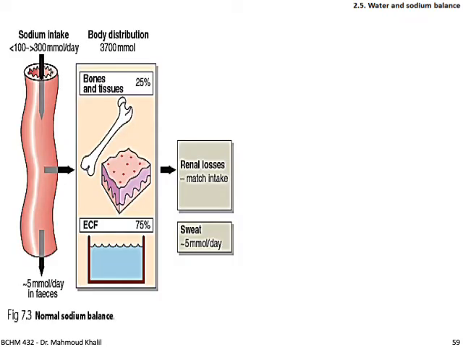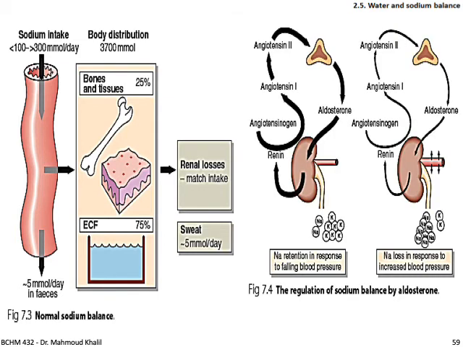This figure shows how the balance of sodium is regulated. Of the intake from the digestive system, as we said, 75% is exchangeable in the ECF, while the quarter is only stored in bones and tissue. Some of this sodium is lost through renal losses, which matches the intake. And sweat has a very small trace amount, 5 millimolar per day.